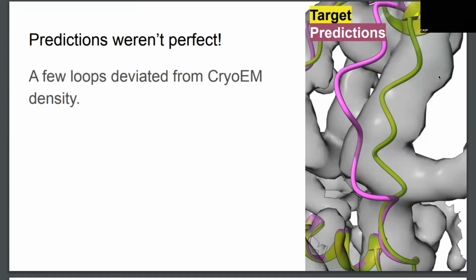Unfortunately, some of our predictions, despite being really good with modeling side chains and some of the loops, also went off. So we can't rely on the predictions entirely. We do have to look at the map.